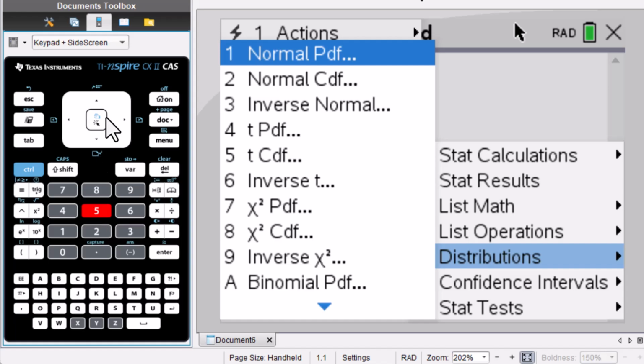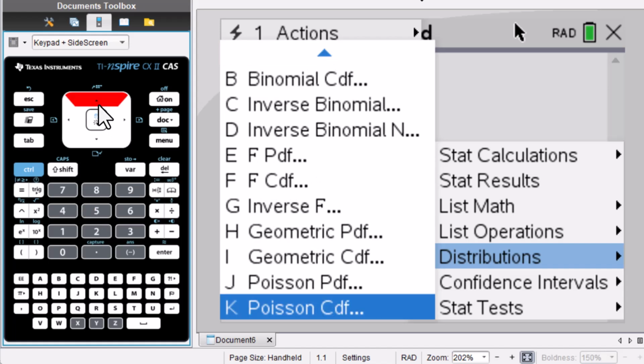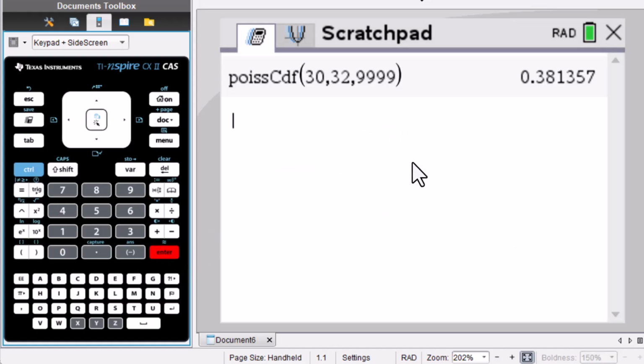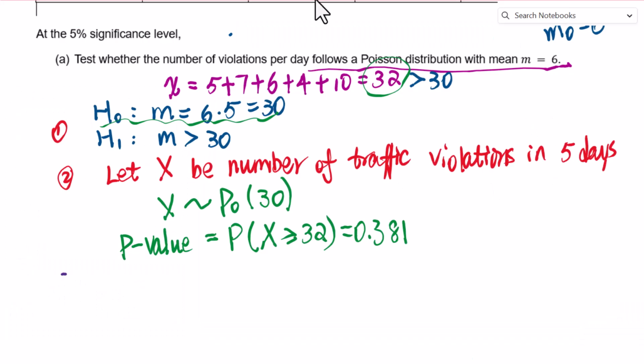Poisson CDF. Lambda is 30. Lower bound is 32. Upper bound, 4 nines. Enter, enter. Answer is 0.381. Third step, write down the conclusion.